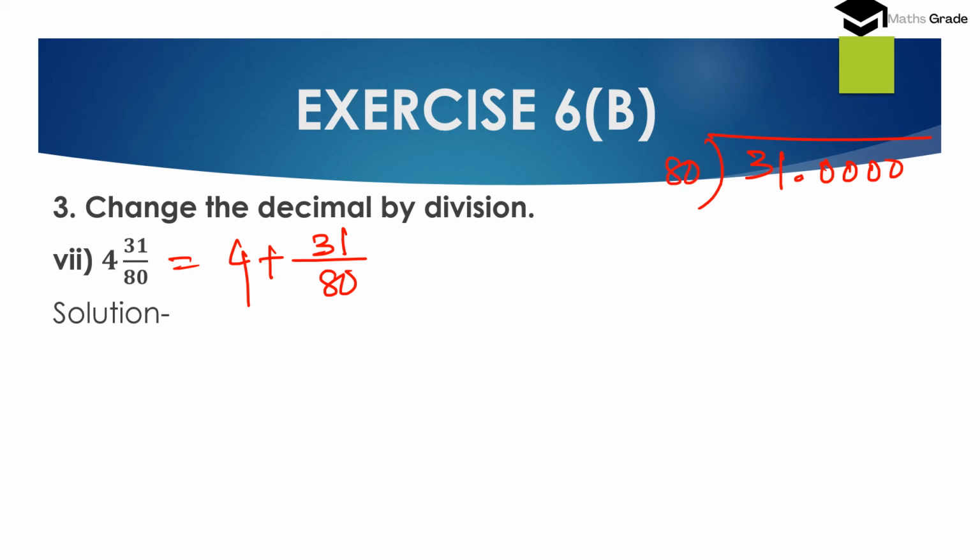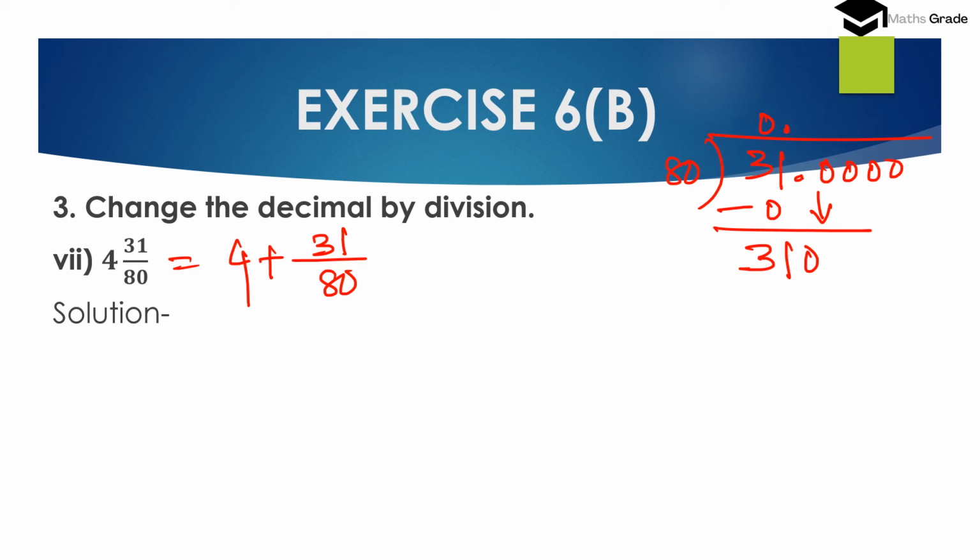In the table of 80, if we multiply 80 with 1, which is 80, which is more than 31, so we have to multiply 80 with 0. Now 80 multiplied with 0 is 0. Now 31 minus 0 is 31, and write this 0. Now put the decimal point here.